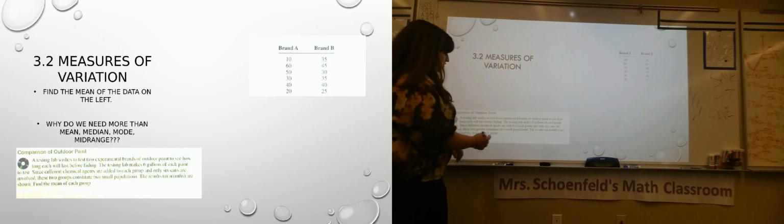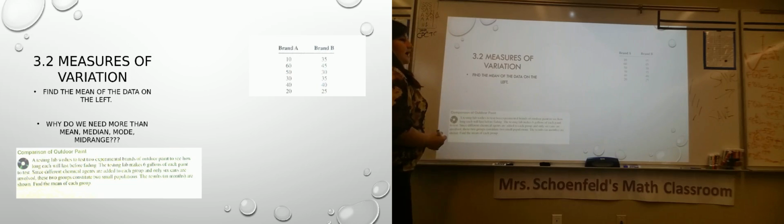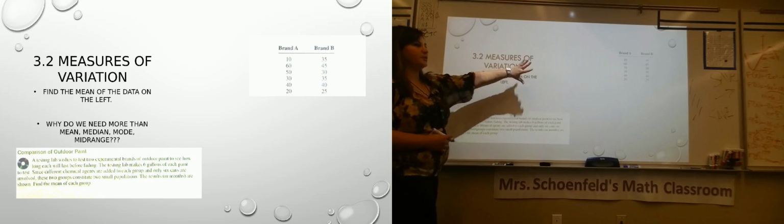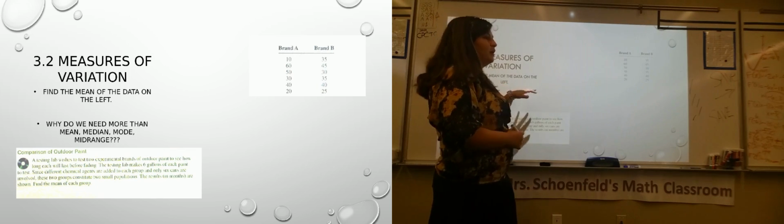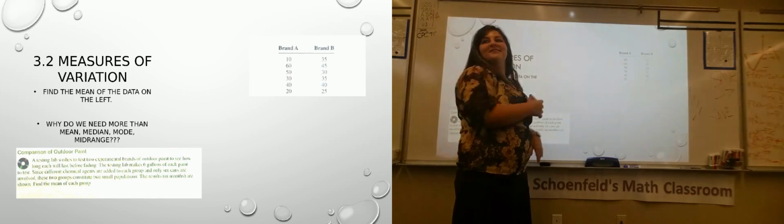So if we compare two outdoor paints, we're going to find the mean of both of this data on the left or on the right. I said left, that's awesome. Oh, I used to have it on the left and then I switched it so it looked better.